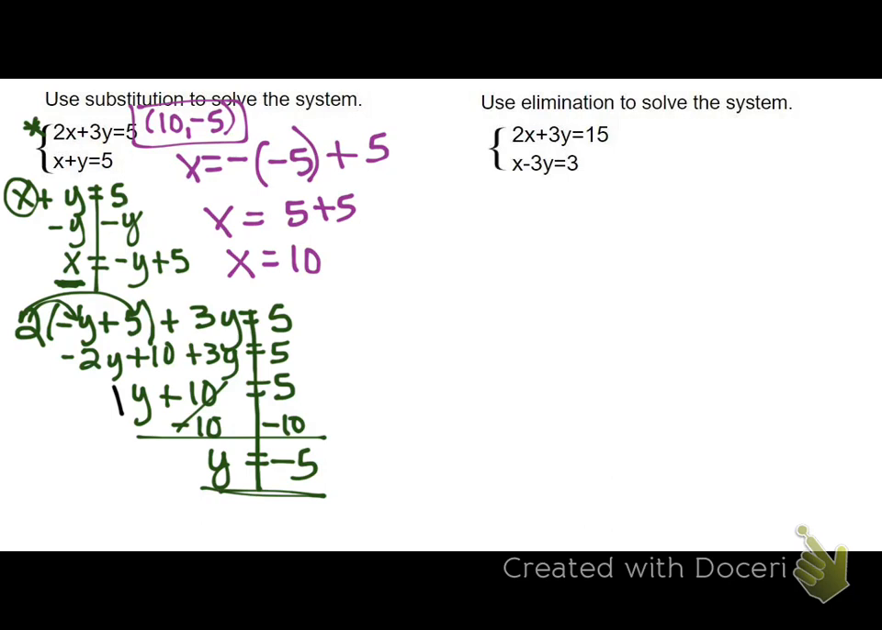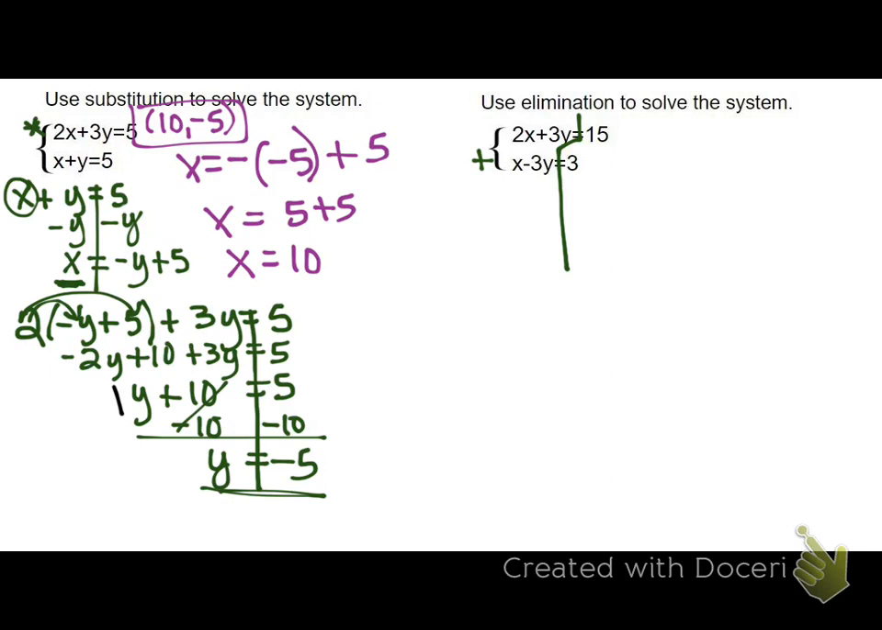Use elimination to solve the system. If you think about what our note said, the first step has us make sure our like terms and coefficients are lined up. If they are, you can move to the second step, which says to either add or subtract the two equations to eliminate the coefficients that are the same. What are my coefficients that are the same? Negative 3y and positive 3y. So which variable are we eliminating here? y.